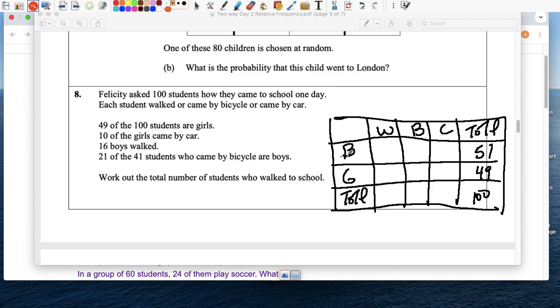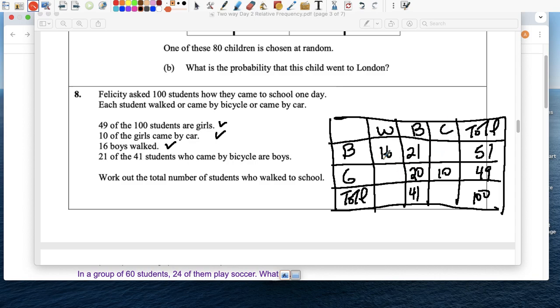10 of the girls came by car. Girls and car would be right here. 16 boys walked, would be right here. 21 out of the 41 students who came by bicycle are boys, which makes the number of girls 20. Okay. And then we can fill in the rest.